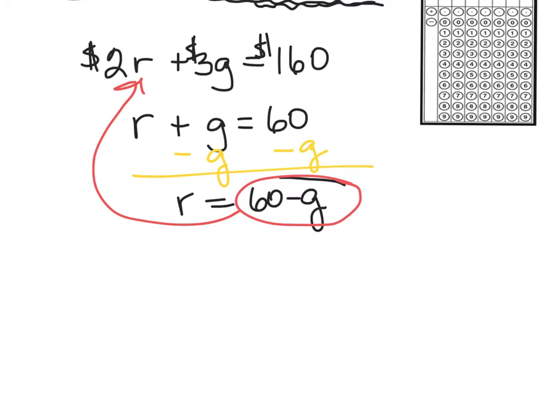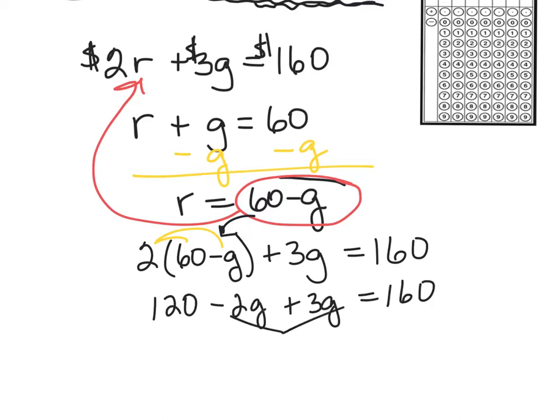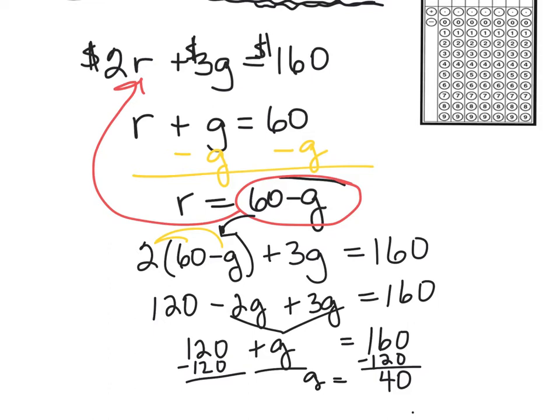Okay, so I have 2 times (60 minus G) plus 3G equals 160. And this is where I put the 60 minus G instead of the R. And now I'm going to solve for G. First I'm going to distribute. All right, so G is equal to 40.